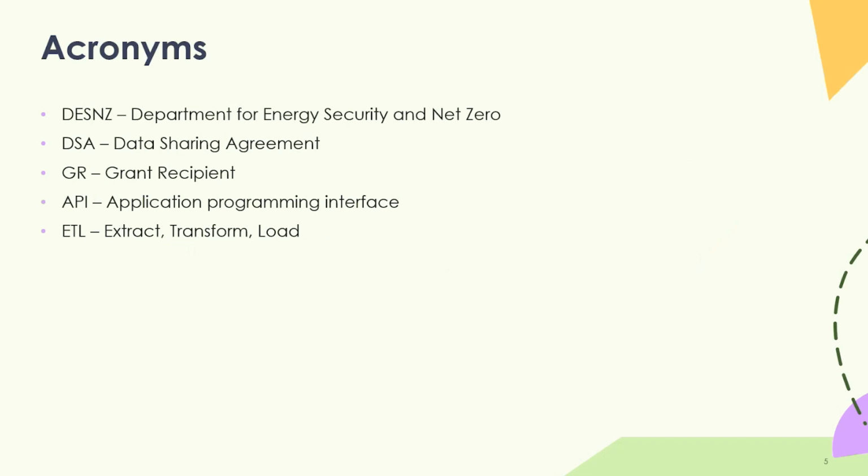Just before we hop into that first point, a few acronyms that might come across in this, some hopefully more familiar when it comes to things like DESNZ and DSA, grant recipient, but there's also a couple on there that might not be so familiar to you. So API, that's an application programming interface, and an ETL, extract, transform and load tool. The latter two, if you're not a coding wizard, don't worry, I'm not a coder either.